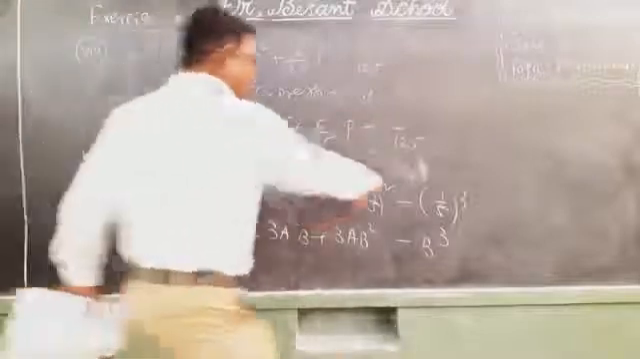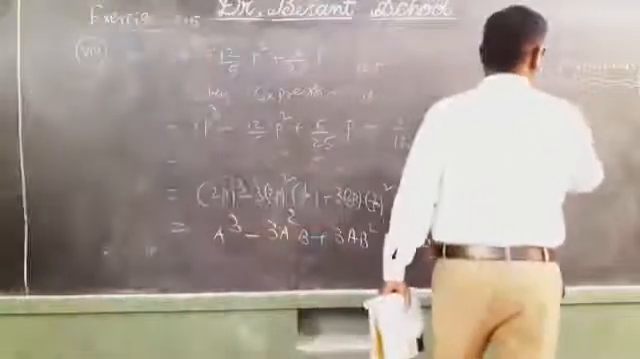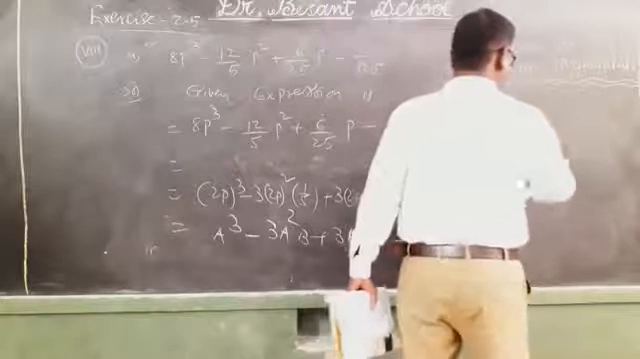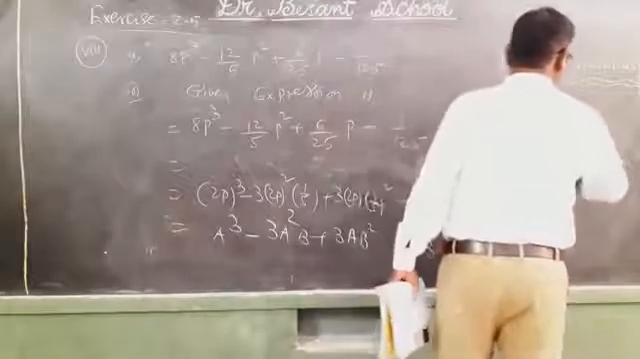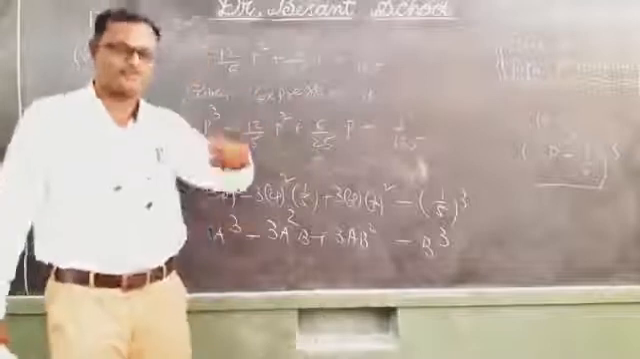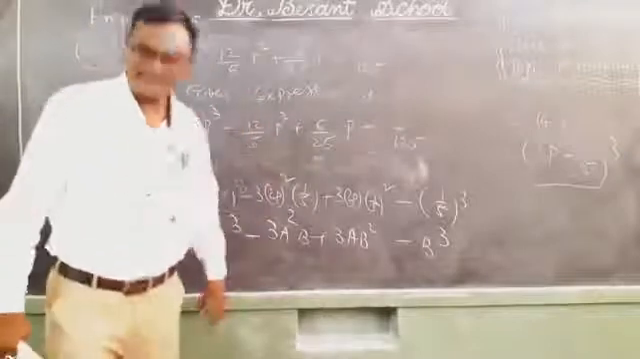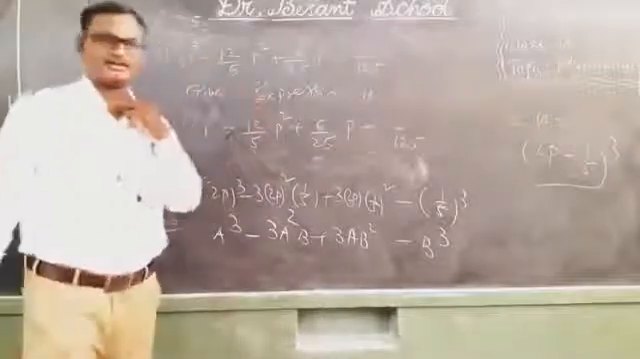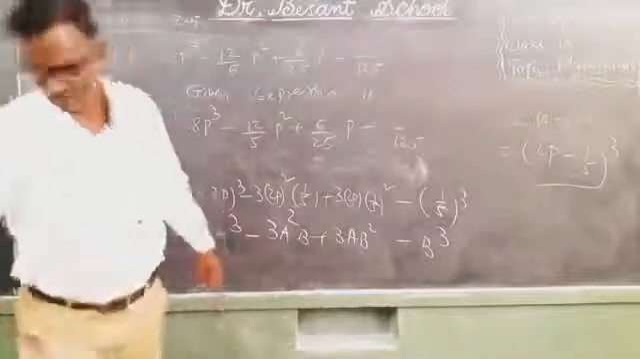So this also can be written as a minus b whole cube, where a means 2p and b means 1 by 5, whole cube. So 2p minus 1 by 5 whole cube means 2p minus 1 by 5 into 2p minus 1 by 5 into 2p minus 1 by 5. They are the three factors for this given expression. It's very simple. Okay children.